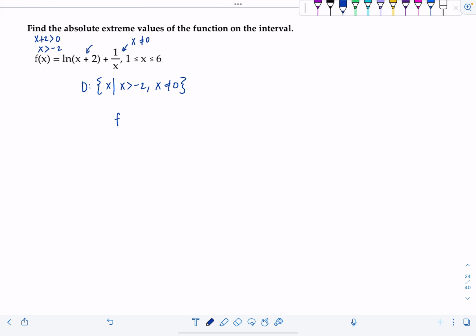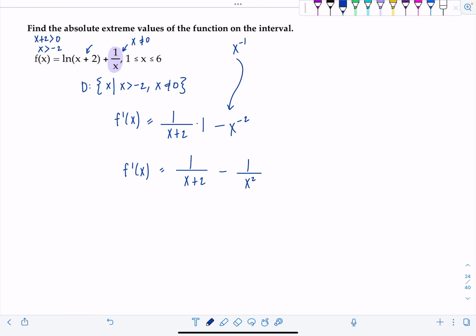So let's get critical values. F prime of x, derivative of ln of x plus 2 is going to be 1 over x plus 2 times derivative of x plus 2, which is just 1. And then the derivative of 1 over x, well, remember, 1 over x is x to the negative first, right? So that derivative is just going to be negative x to the negative second. Oh, okay. So f prime of x is 1 over x plus 2 minus 1 over x squared.